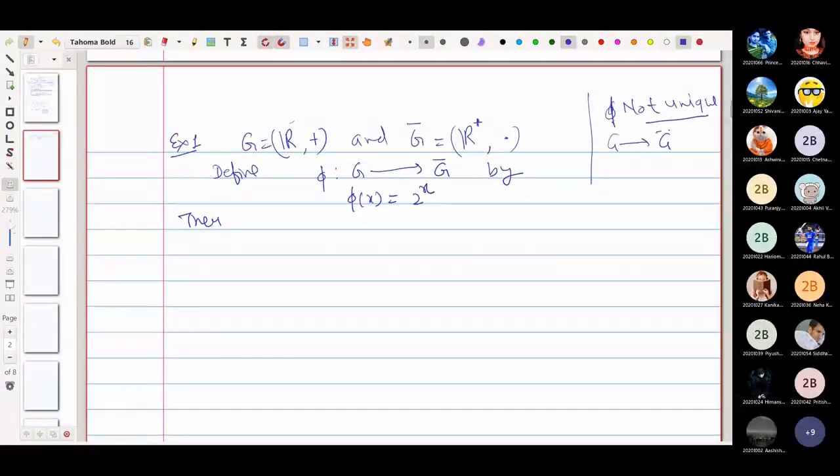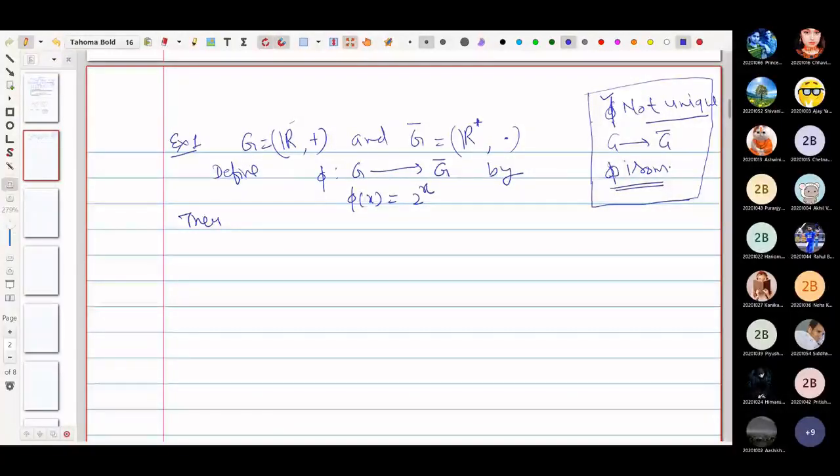But the thing is that if there is some phi from G to G bar such that phi becomes an isomorphism, that is, phi is 1-1, onto and operation preserving, then we say that G is isomorphic to G bar. It is not like that kind of phi, which is 1-1, onto and operation preserving, is always unique. So that we need to see. There may be so many phi.